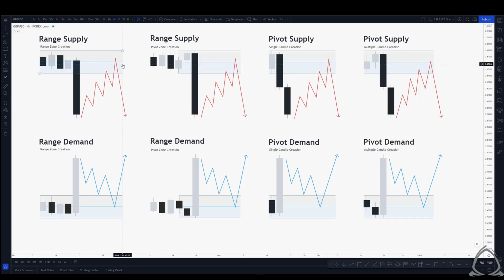That gives you more flexibility in terms of where price will return to look for an entry, whereas you can also simply mark just the bullish candle before that bearish move or bearish candle before that bullish move.